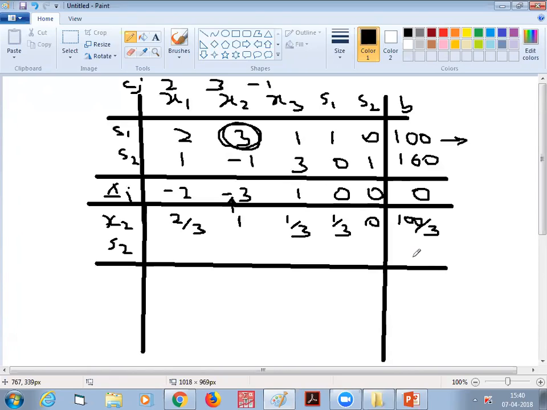Now we want to have a 0 in the x2 column in the S2 row. So I want a 0 to come here. How do I get a 0 to come here? Well, I have to add some multiple of the pivot row to this row. In this case, because there's a 3 here, I have to divide that by 3. I'll get a 1. And then if I add here, I'll get 0. So second row plus 1/3 of the pivot row will give me what I want.